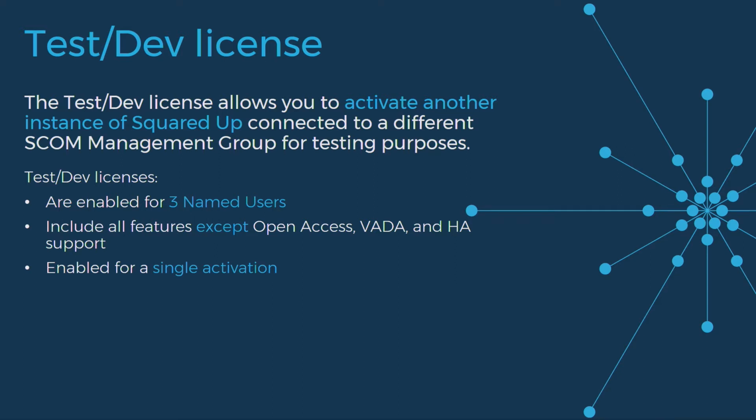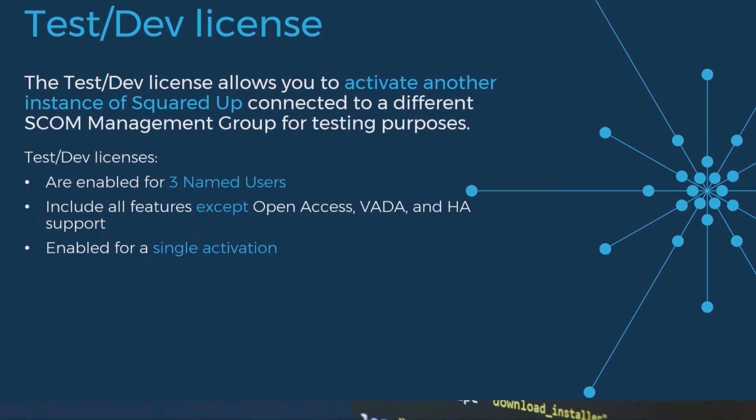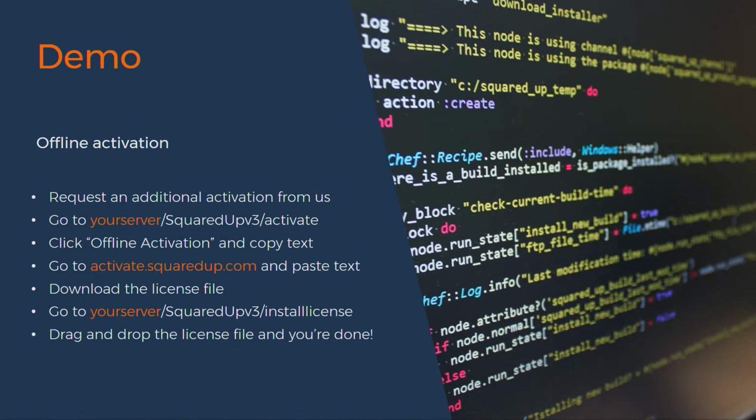So we've covered the different licenses now. I know one of the things you get asked a lot about is offline activation. Absolutely. So we've got a demo of that now. Offline activation: Squared Up needs to be online, with an internet connection, to activate. For those of you using Squared Up in an environment where your server doesn't have access, because maybe there's a proxy server or firewalls in the way and you don't want to open it up just for activation, we give you the ability to do an offline activation.